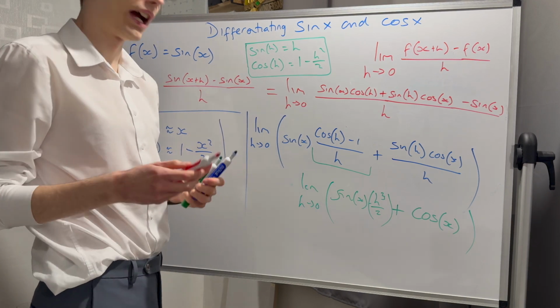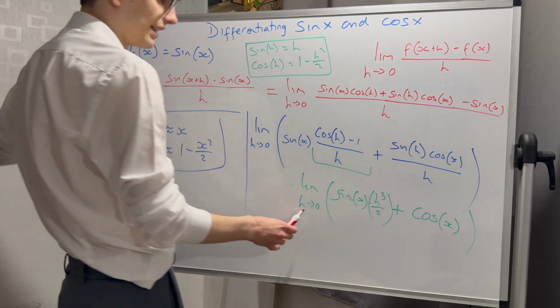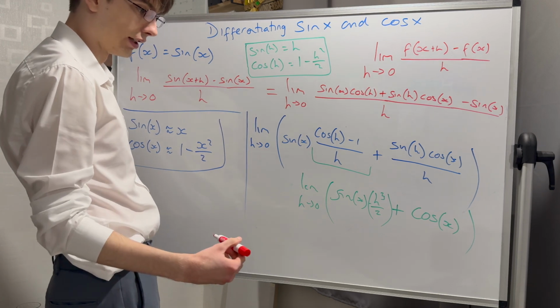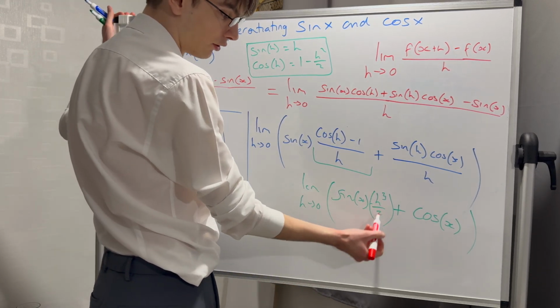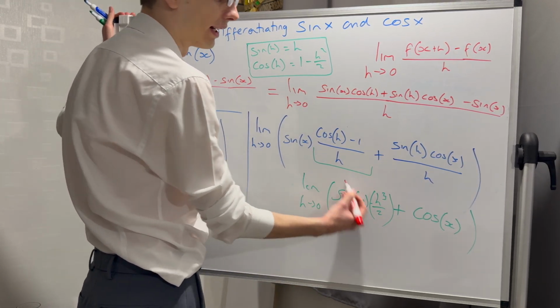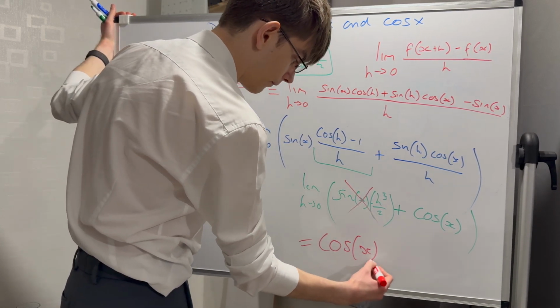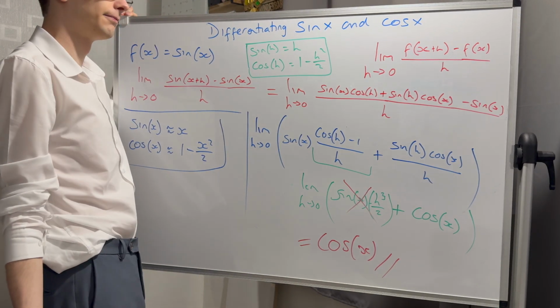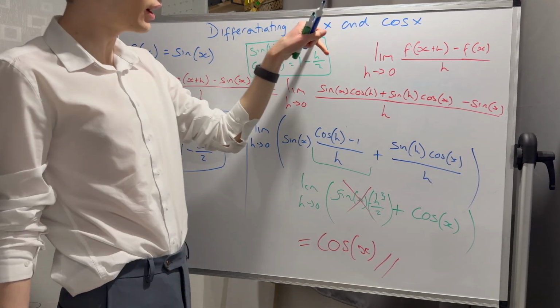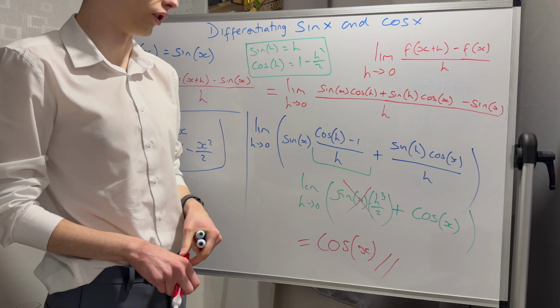And now we can apply our limit, which is to say replace any h with a 0, which means here I have 0 divided by 2, 0 times sine x, that disappears, and I am just left with cos of x. So the derivative of sine is simply cos.